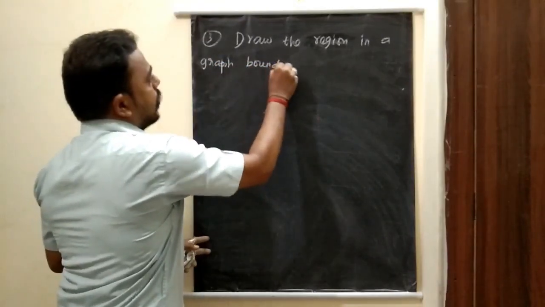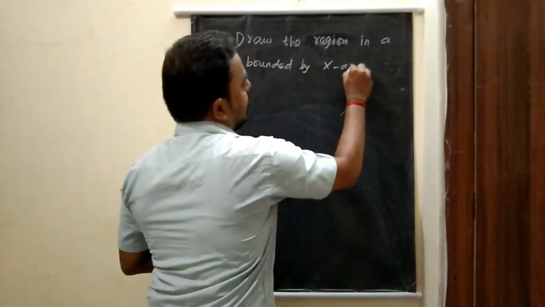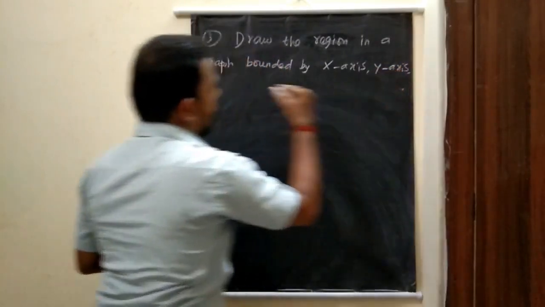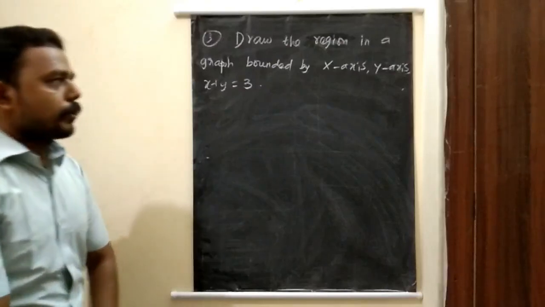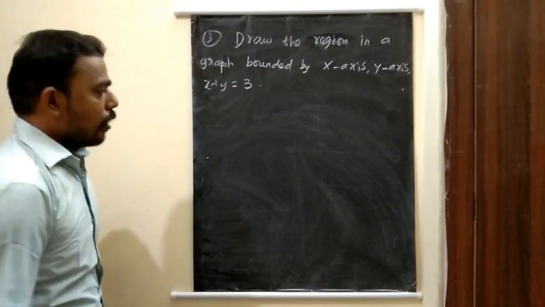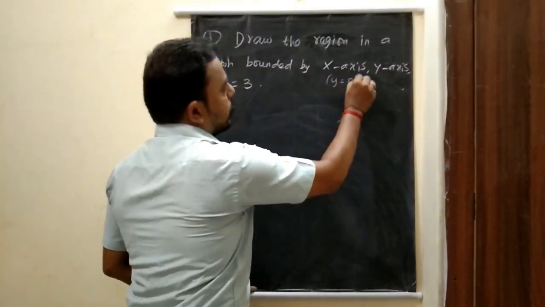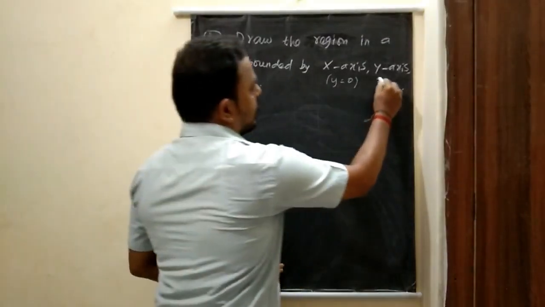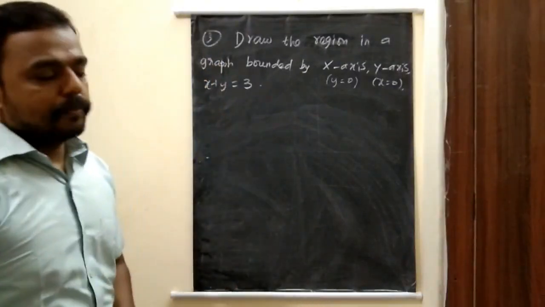bounded by the x-axis, y-axis, and x plus y equal to 3. This is the situation, suppose. So x-axis, now just x-axis, means this is the equation y equal to 0. This is the line actually. Y-axis means x is equal to 0. This is the equation. So this thing we need to study.